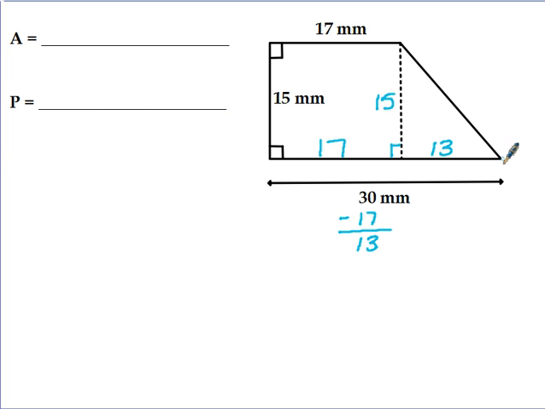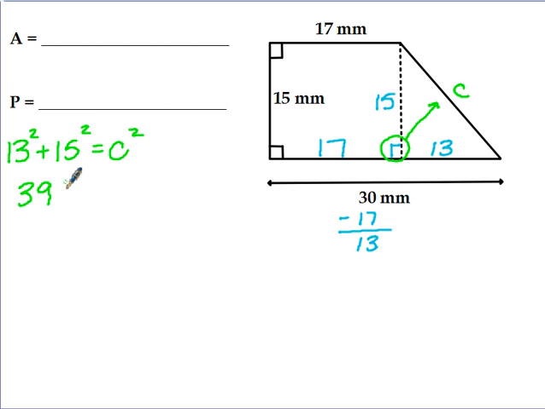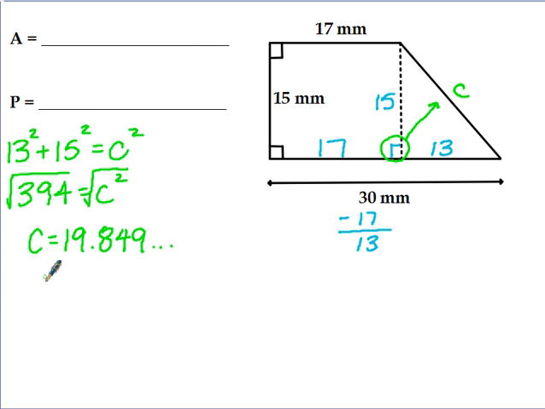So I'm going to use the Pythagorean theorem. So I have 13 squared plus 15 squared equals c squared, because c is what I'm looking for. This is my hypotenuse. That's c. So I can just plug that right into the calculator, and I get 394. And then I'll take the square root of both sides to get that c is 19.849. And so I'm going to just round that to one decimal place, 19.8.